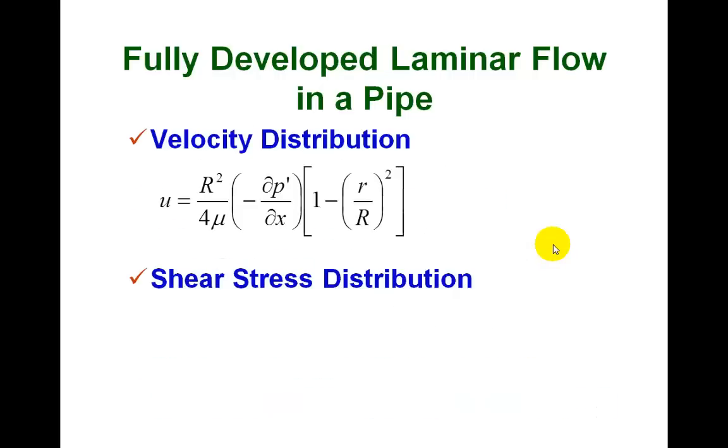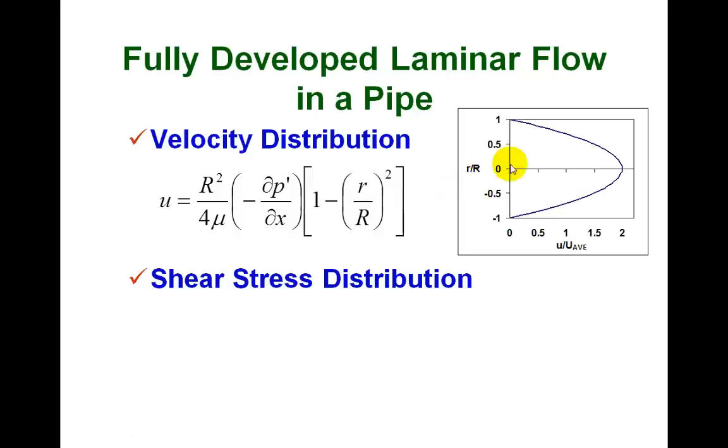And that gives us this velocity distribution. When we substitute c0 in, I'm going to pull out this term, r squared over 4 mu times dp prime dx, minus dp prime dx, and then that's multiplied by a parabola. So here we've got 1 minus the radial position divided by the total pipe radius, squared. So that parabola looks like this.